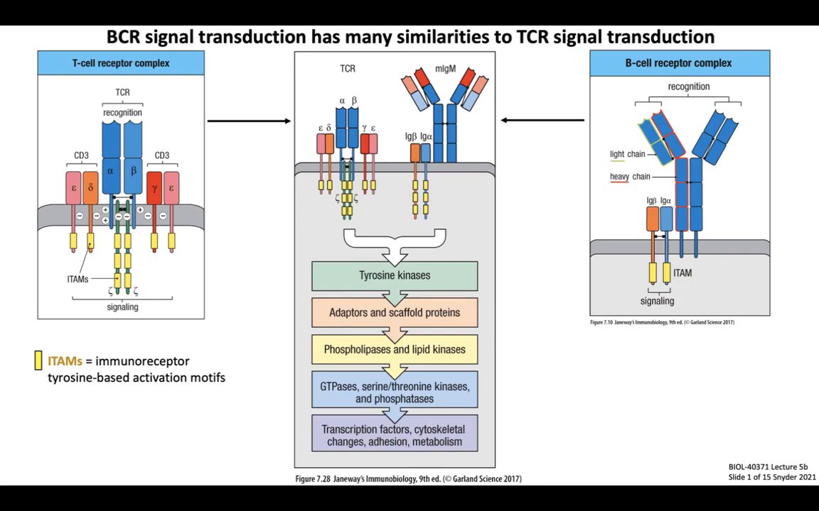Although the specific proteins involved with BCR signal transduction may vary from TCR signaling at various points in these pathways, BCR signaling acts through these same types of signal transduction components to ultimately assume an activated cellular state. And this is similarly defined through transcriptional, cytoskeletal, adhesive, and metabolic changes to the B cell.